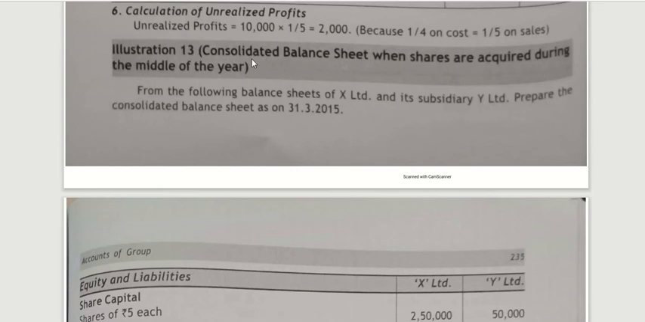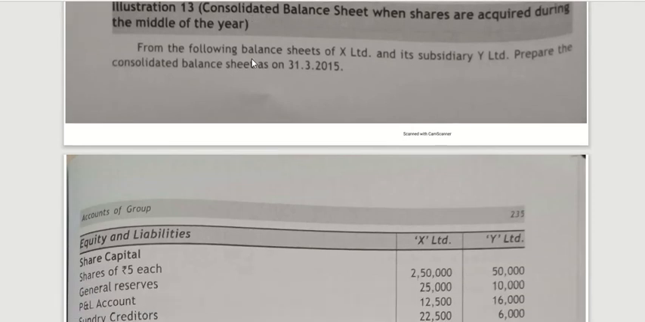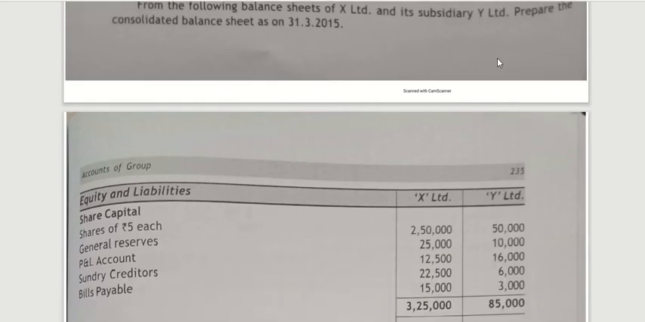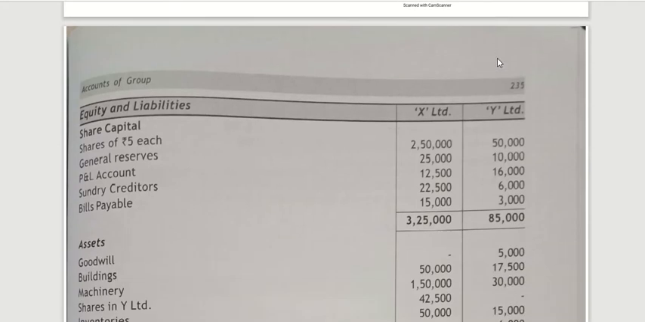In this video, we're going to continue with the accounts of groups, problems and solutions. From the following balance sheet of X Limited and its subsidiary Y Limited, the parent company is X Limited, the subsidiary company is Y Limited. Prepare the consolidated balance sheet as on 31/3/2015.